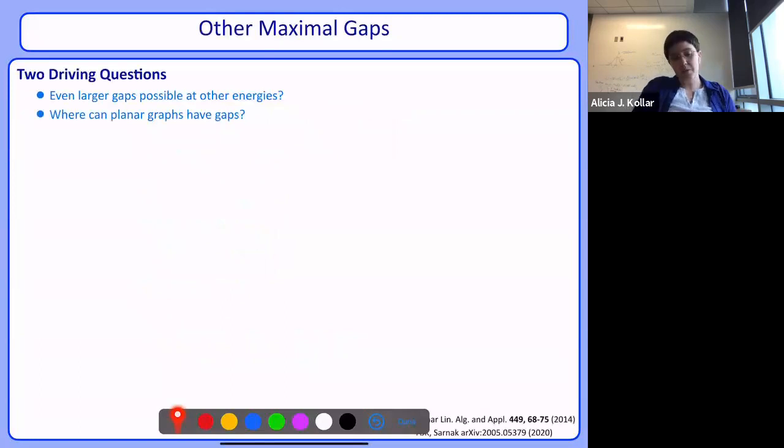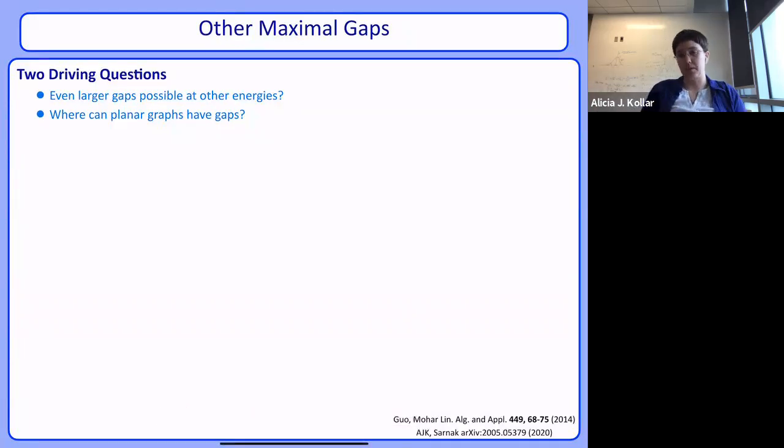And so we were really motivated by 2 questions. So since we'd found this gap at -2 that was maximal and could not get any bigger, we really wanted to know whether there were other gaps, larger gaps possible at other energies, and also whether planarity imposed some fundamental constraint. So in the case of expander graphs, it makes a huge difference whether the graph is planar or not. But in terms of this line graph flat band, that turns out not to be the case, that planar graphs can realize this maximal gap at -2 just as well.